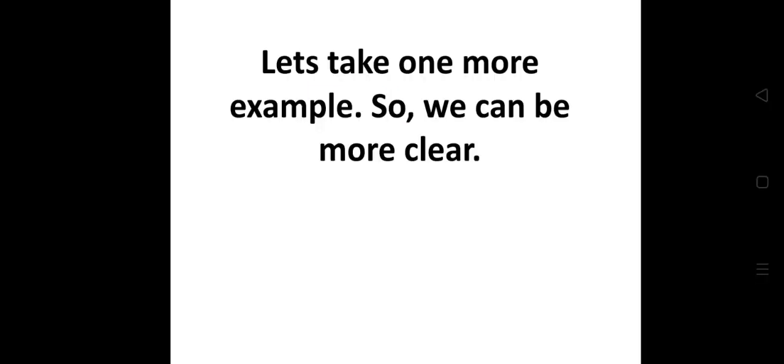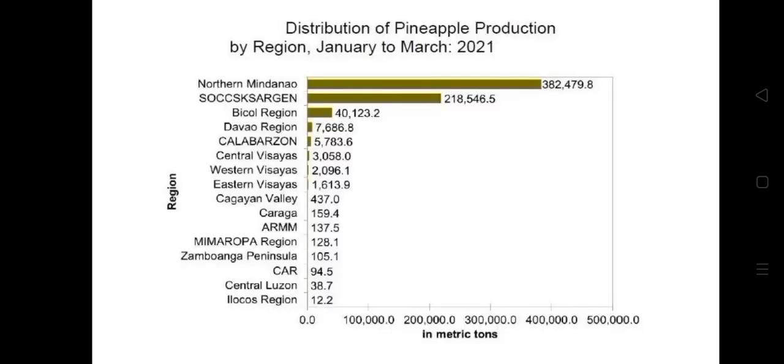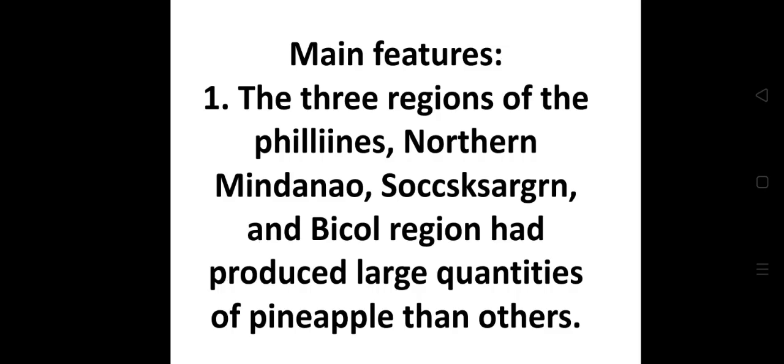Let's take one more example so we can be more clear. Here I have inserted one picture. Have a look. First of all, let us see the main features to make our overview easy. Here from the graph, what we can see is first, the three regions of the Philippines, Northern Mindanao, Sorsogon and Bicol region had produced larger quantities of pineapple than others.